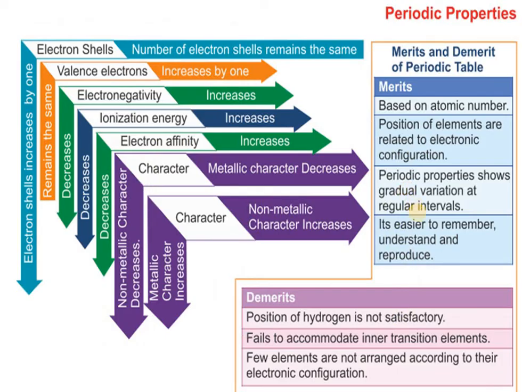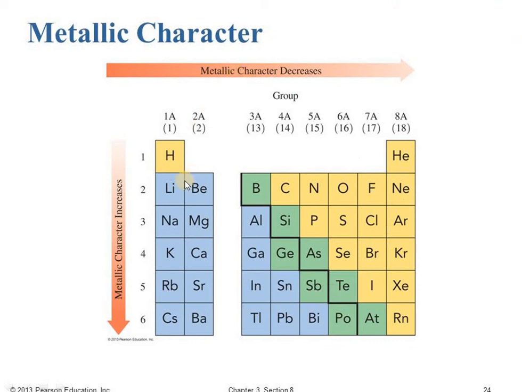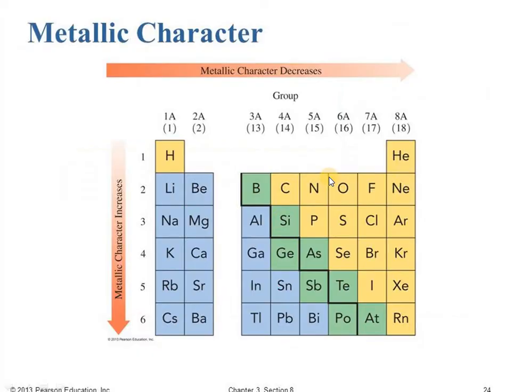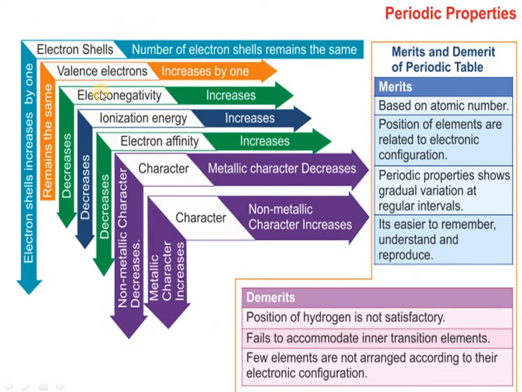Next is the valence electron. Valence electron increases by 1. Let us see. So lithium, what is the valence electron? 1. Beryllium 2, boron 3, carbon 4, nitrogen 5, oxygen 6. So valence electron increases by 1.